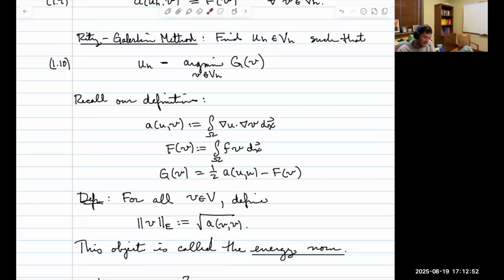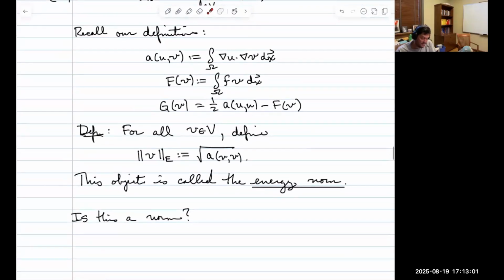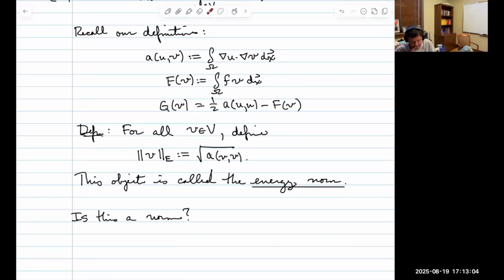Okay, so recall our definitions. These are the big three that we made so far, excluding the definition of V, but that's what we're going to use in our working definitions. Let me remind you that we had this bilinear form lying around. And from that, we can create a norm, or something I'm going to call a norm, but then I'm going to show is a norm in a minute. That norm is called the energy norm.